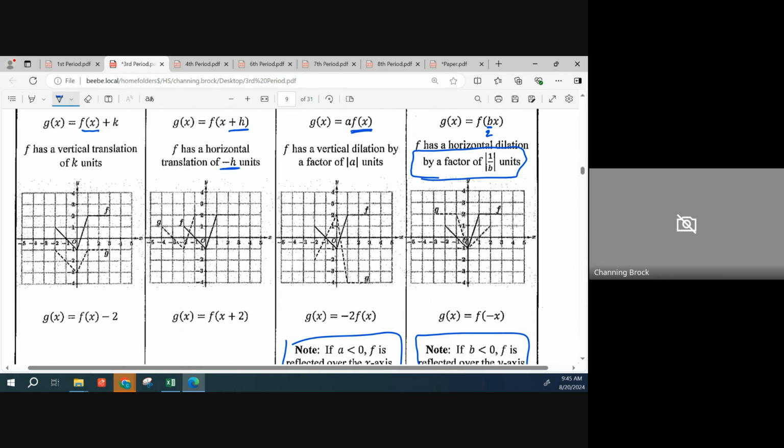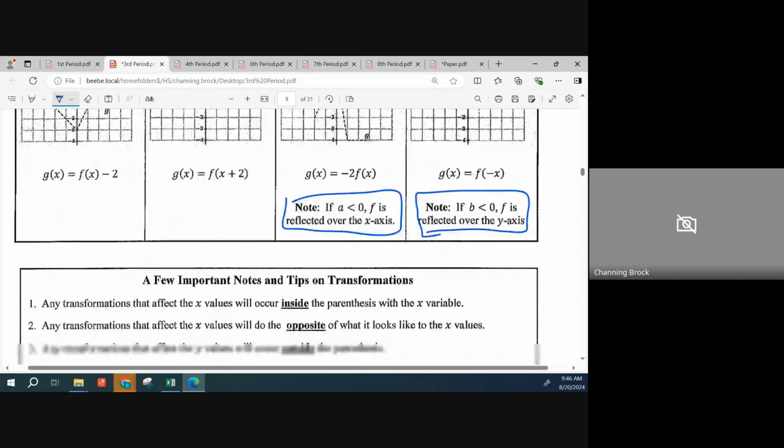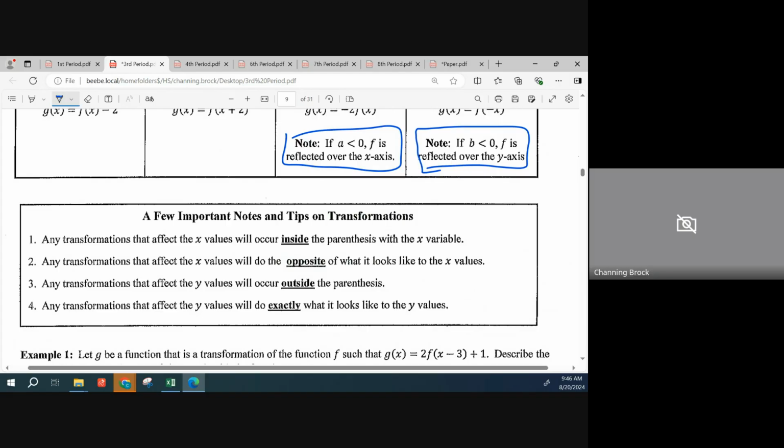But the reason I decided to teach this transformation separate on its own is just for the simple fact that it is so backwards. And it's new. So it goes through the same thing that I just said. It says any transformations that affect the x values will occur on the inside of the parentheses. We know that. Those transformations will do the opposite of what it looks like it should do. We know that. And then it talks about the y values, and the y values obviously occur on the outer part of the parentheses or the function itself. And then it says they will do exactly what you think it should do. So behave right.